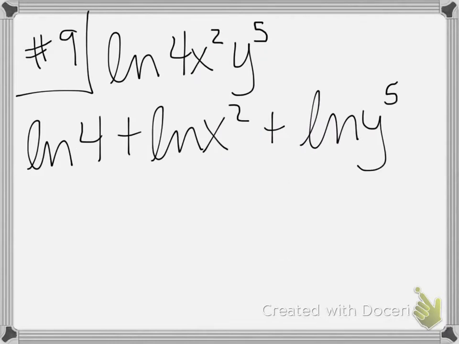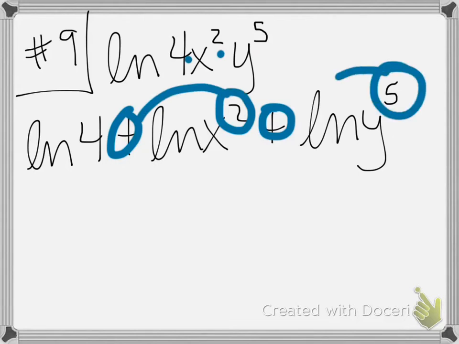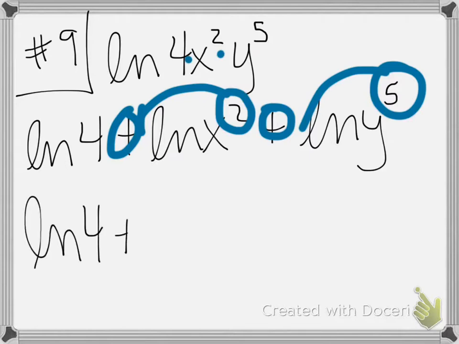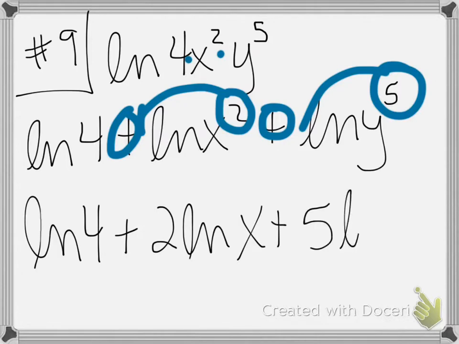Number 9 is another ln problem, so I've split this up already. 4 times x squared times y to the 5th. So ln 4 plus ln x squared plus ln y to the 5th, but I have two exponents that are going to have to be moved. So I'm going to rewrite that as ln 4 plus 2 ln x plus 5 ln y, and that's fully expanded.